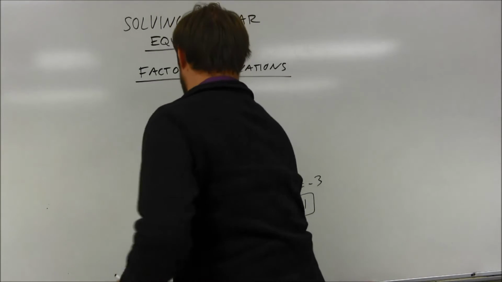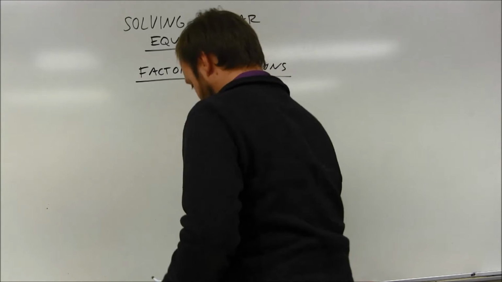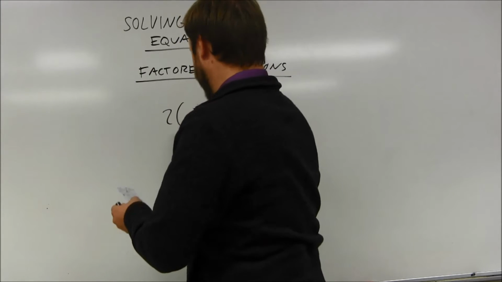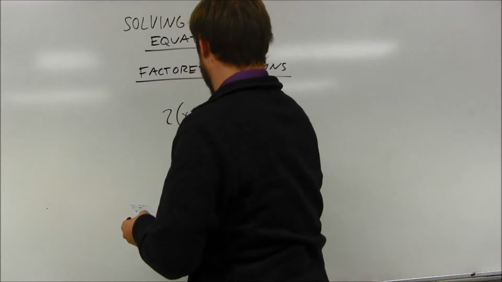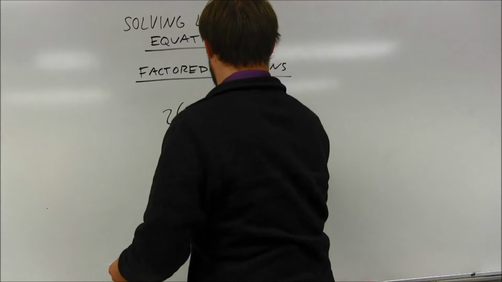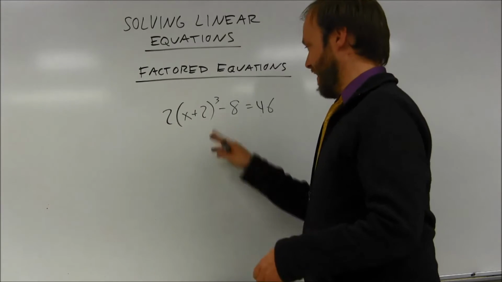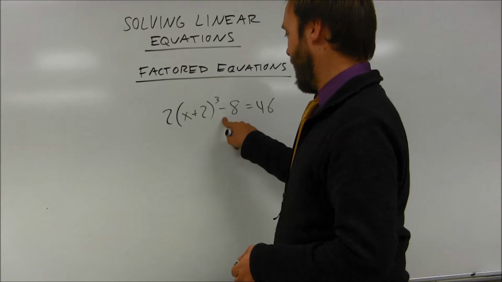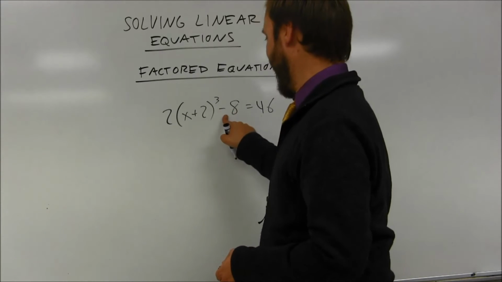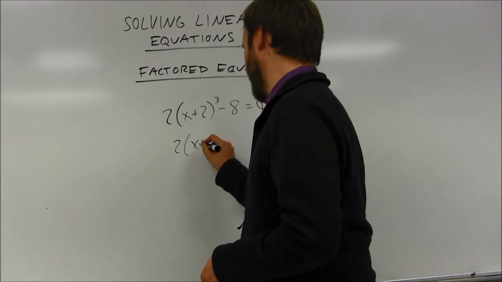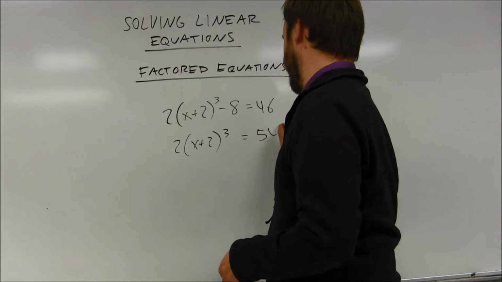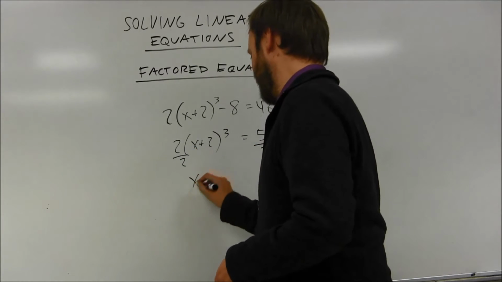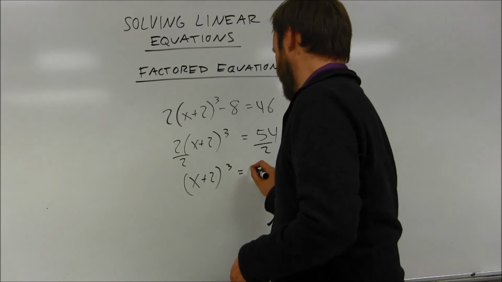Let's look at an example with a cube root. Cube roots do work a little bit differently. What we've got here is 2 times the quantity x plus 2 quantity cubed minus 8 is equal to 46. Same kind of thing. You want to get the exponential part of the equation by itself, working backwards through the order of operations, taking care of addition and subtraction first. I'm going to add 8 to both sides, and that gives me 2 times the quantity x plus 2 cubed is equal to 54. I can divide both sides by 2, and I get the quantity x plus 2 cubed is equal to 27.